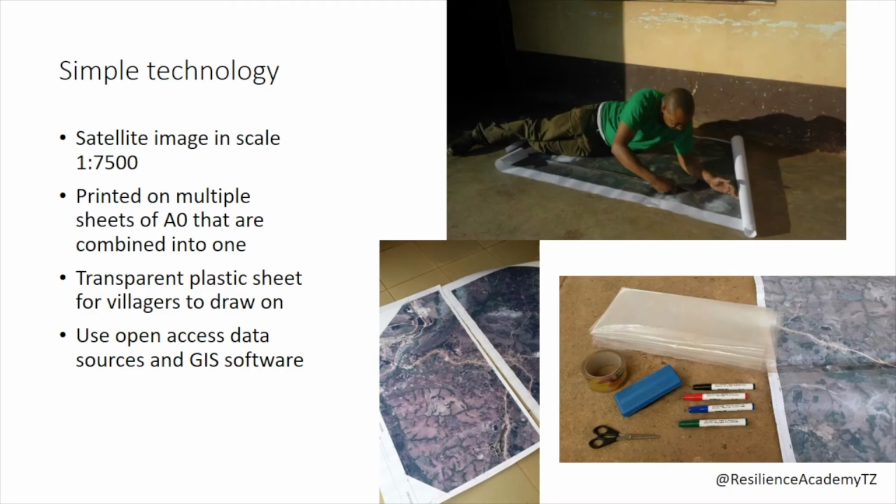The village satellite image is printed in scale 1 to 7,500, and it allows, for example, individual houses and even trees to be seen in the image. The preparation and use of the satellite image was designed to be as simple as possible. The district planners prepare the images using open access GIS software and data and print them on multiple sheets of A0 that are combined into one using transparent tape. Then they use transparent plastic sheet on top of the image for villagers to draw on using marker pens that are erasable.